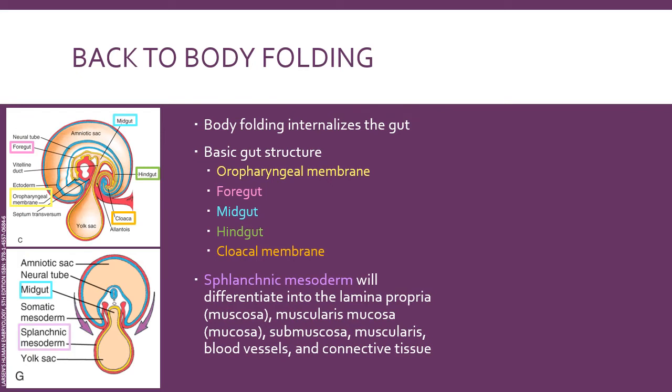Also present is the splanchnic mesoderm, which is currently surrounding the yolk sac and the primitive gut, and it's going to differentiate into several of the different layers of the gut tube, including the lamina propria of the mucosa, the muscle layer of the mucosa, the submucosa, the muscularis, and some of the blood vessels and connective tissue. Now remember, at this stage, the midgut is open to the yolk sac, but it won't stay that way.